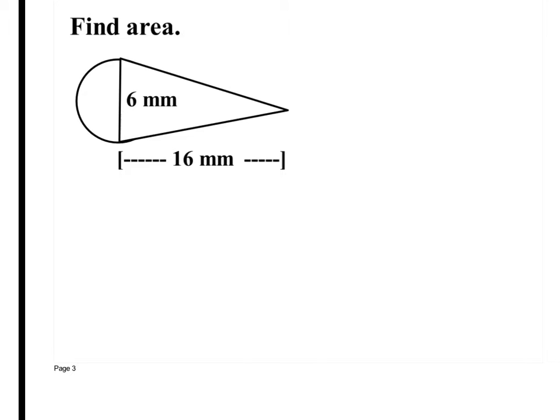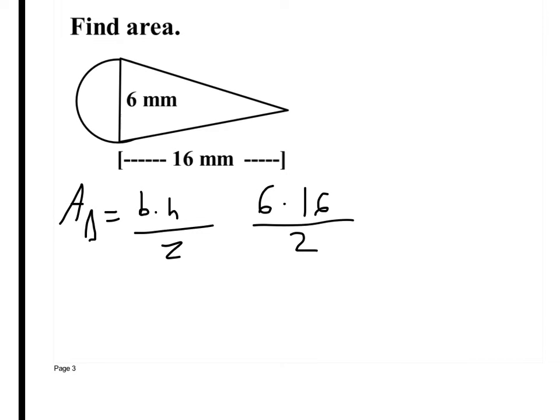What I do is I find the area of this circle, which is actually not a circle, it's a semicircle. It's half of this circle. And I find the area of this triangle. The formula for the area of a triangle is base times height divided by 2. My base is 6. My height is 16. I divide that by 2, which is the same thing as taking 8 times 6 and getting 48. Then I do the area of this circle. Does anyone remember the formula for the area of a circle?